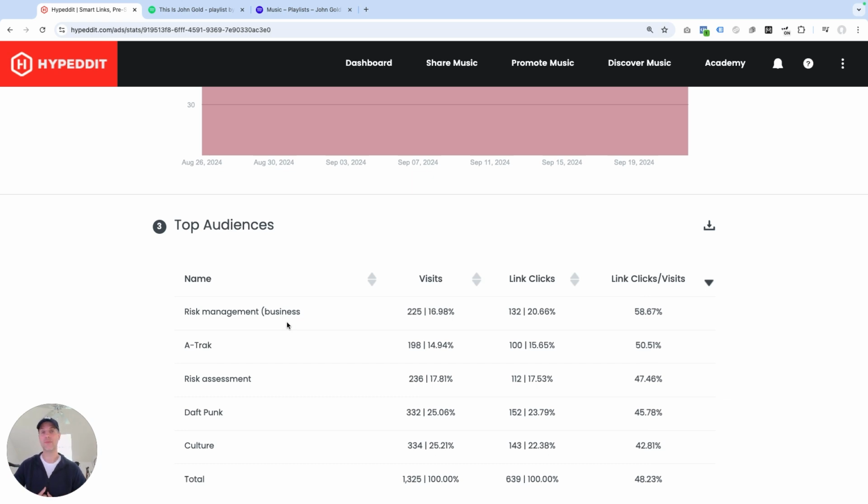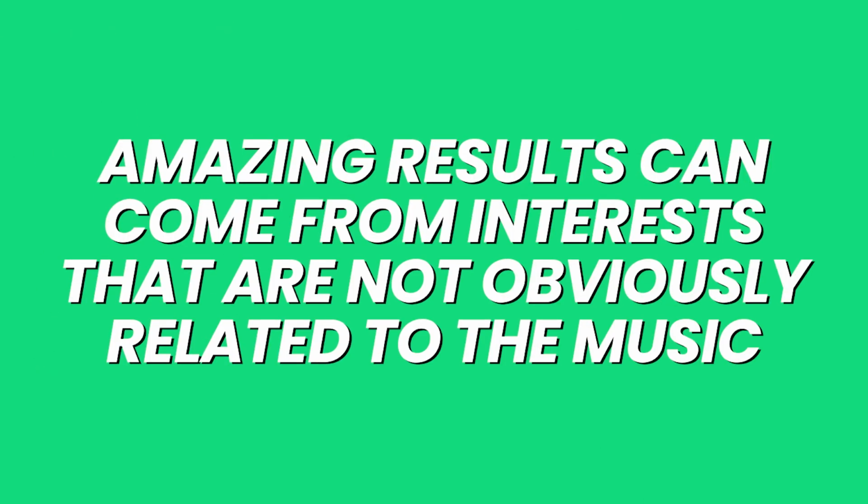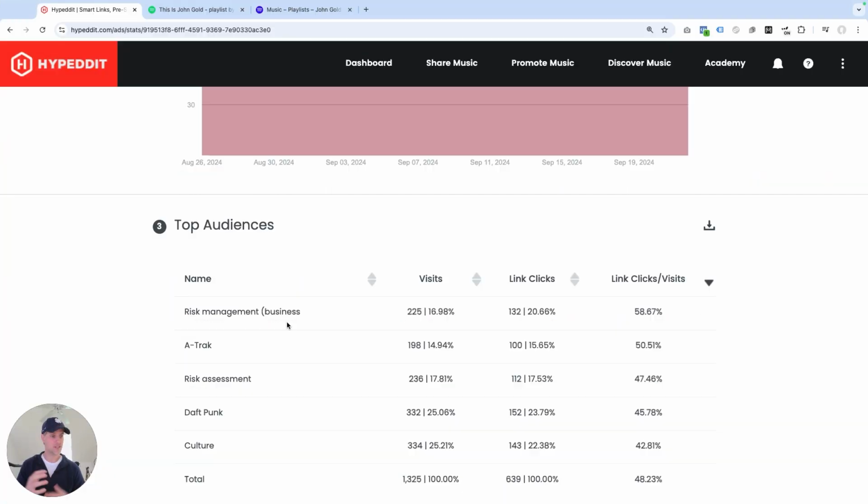And it's a reminder to me that amazing results can come from interests that are not obviously related to the music, but where there's just a data connection and data pattern that there is a high likelihood of them performing well. And of course, in this situation here, not all the clicks and all the traffic was driven by risk management here. There's obviously some other more obviously music-related interests in here. But the fact that risk management comes out so far on top here in terms of the engagement rate, to me means that's an indicator that is likely strongly represented in the results that I see on Spotify as well.